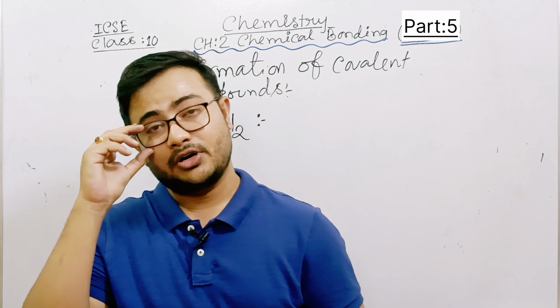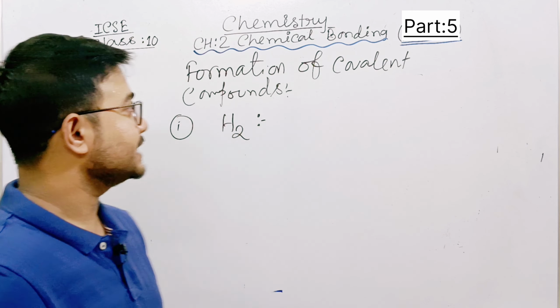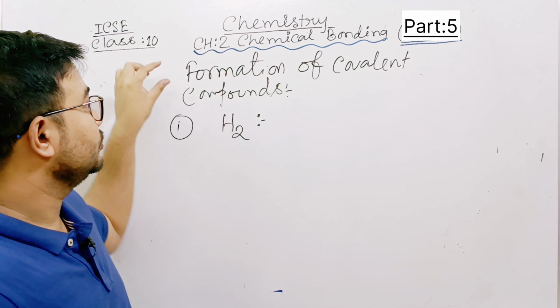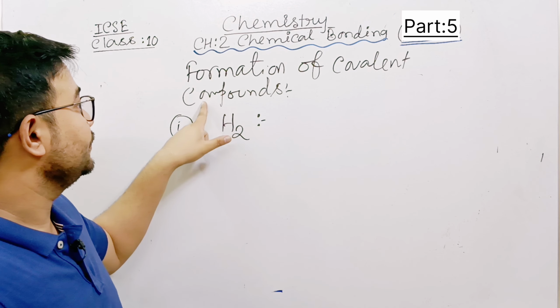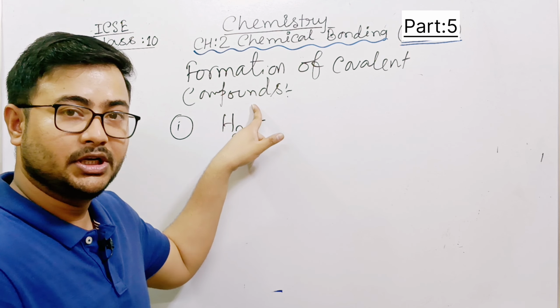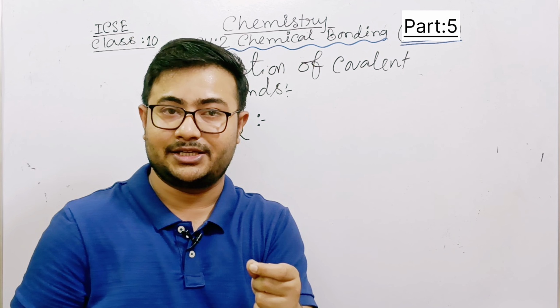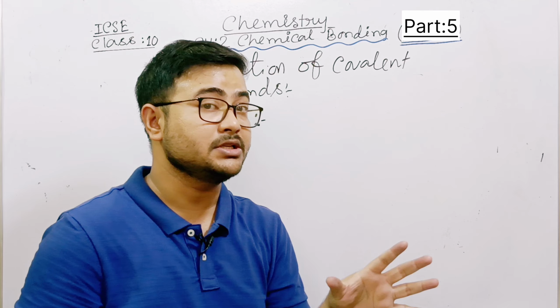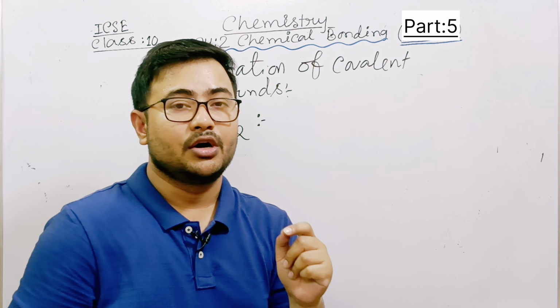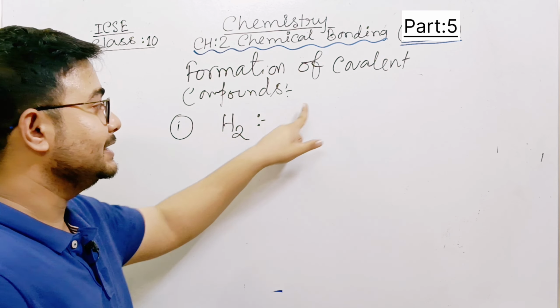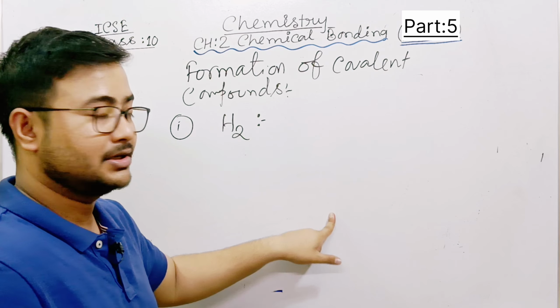Orbital diagram is not in our syllabus. So if this type of question comes, draw the structure of the formation of a covalent compound, then don't draw the orbital diagram, because it is not in our syllabus. So what you have to do is follow this pattern, in this manner. Look at the board.